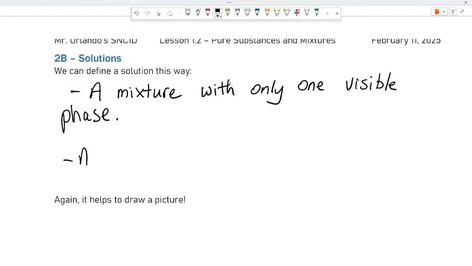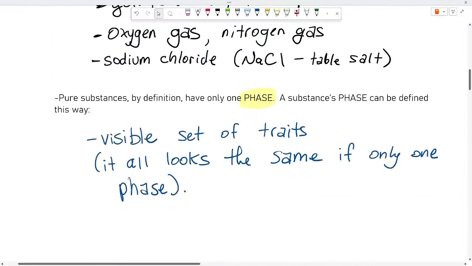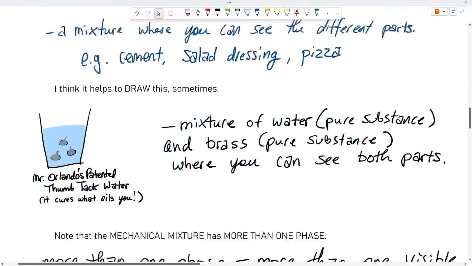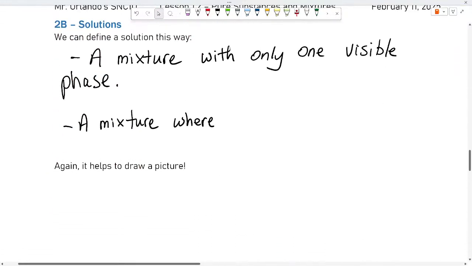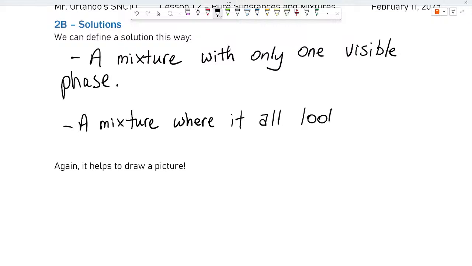Or in other words, a mixture, because we said visible phase, another way of saying that is just a mixture where we said if there's only one phase, it all looks the same. So this is a mixture where even though it's a mixture, it all looks the same. And so we've got the official definition here, and then we'll give the kind of more everyday language here. Different things in it, but you can't tell by looking at it. And I will give you an example.